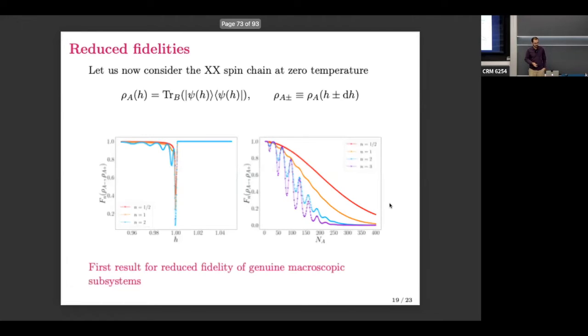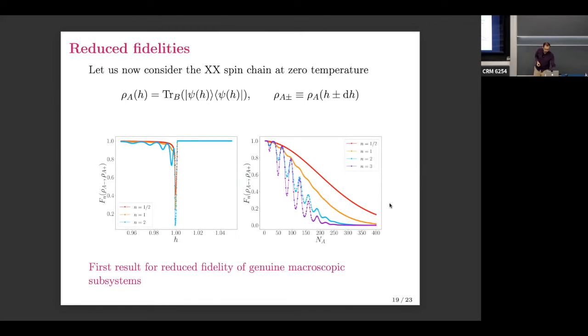And a final comment maybe about that is that it is the first result for reduced fidelities, so fidelity between reduced density matrices in the case where the subsystems are macroscopically big. There are some results where you could consider the density matrix between two spins, so a 4x4 matrix.